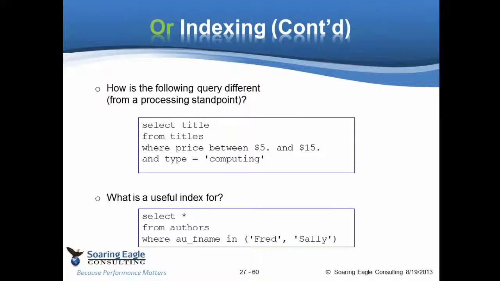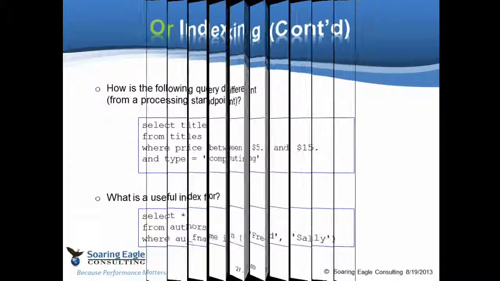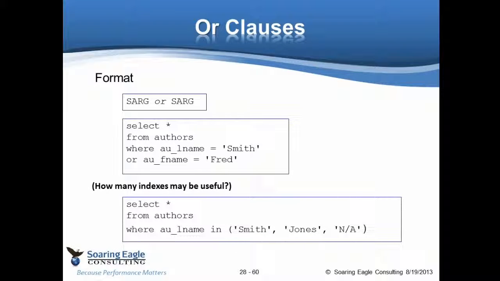We've already talked about the first example. The second example, you need to know that an in really is broken out into an or usually. It might be broken out into a table, but it usually gets broken out into an or. This will be first name equals Fred or first name equals Sally. And you can actually see that as you look at the optimization. So an index on first name is going to work just fine.